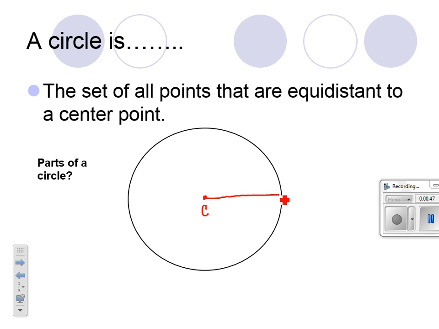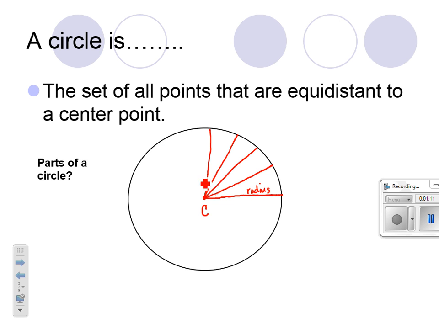From the center point to the outside of the circle, every time I draw a line from the center to the outside, those points are equal distance. Those points are called the radius. Okay? So the radius of the circle is from the center to the outside.